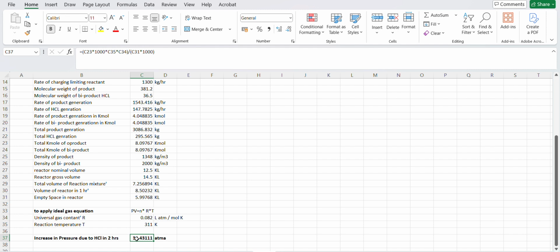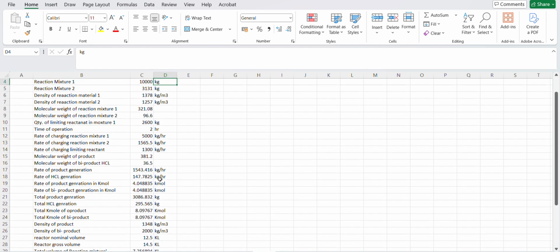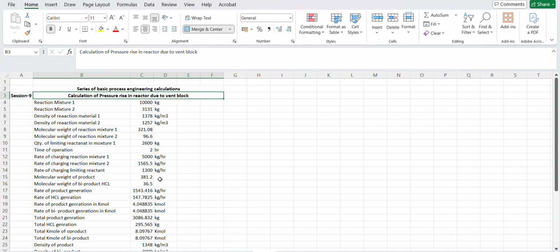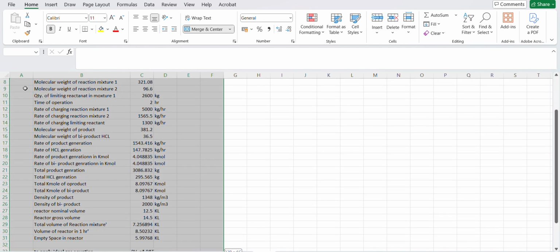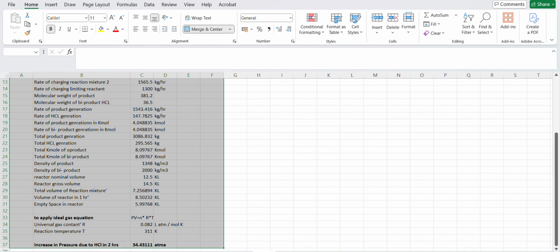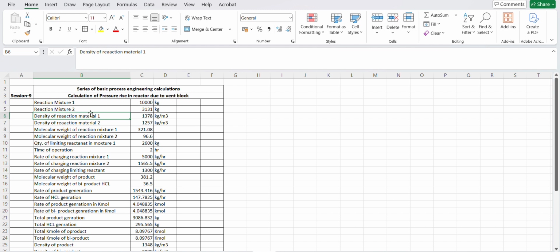Hope you got the clarity on how to calculate any of the process whenever you are doing HAZOP or any process safety studies. You need to calculate such scenarios where a pressure build-up scenario will occur in case of vent block. Using this you can simply calculate with an Excel template or Excel spreadsheet, whatever the limiting reagents and which component is contributing to the pressure rise in such a scenario. So hope you got the clarity. You can practice it with your actual scenarios or actual process conditions whichever are available with you.